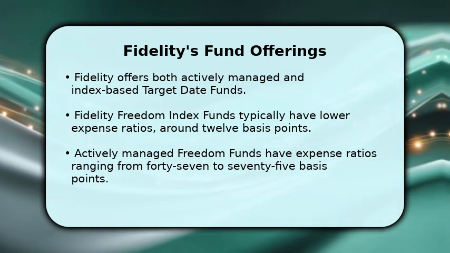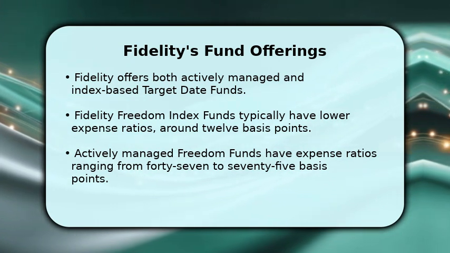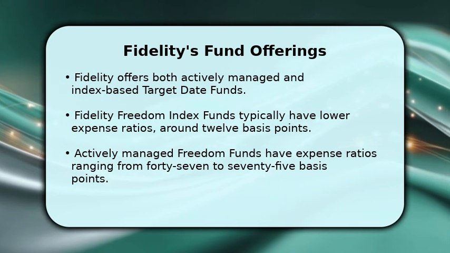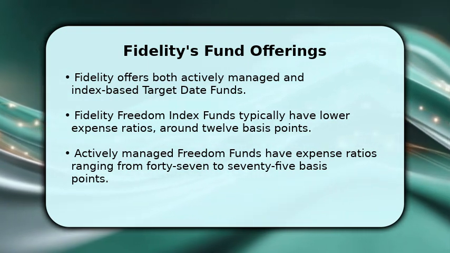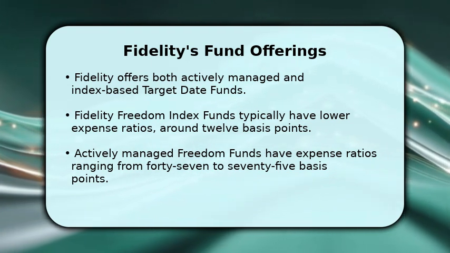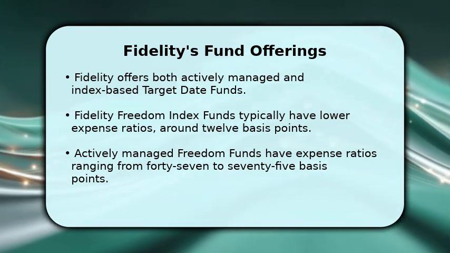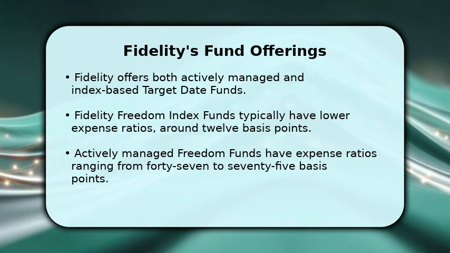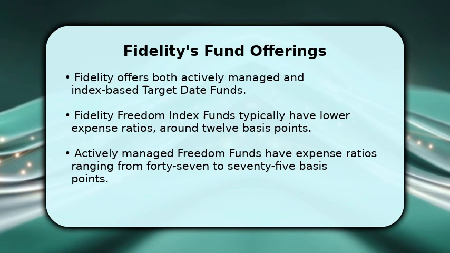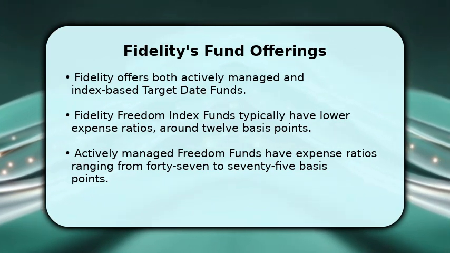You can choose between actively managed funds or their index-based counterparts, the Fidelity Freedom Index Funds. The index funds generally feature lower expense ratios, often around 12 basis points, making them a cost-effective option. Actively managed funds, while professionally managed, typically have higher expense ratios, ranging from 47 to 75 basis points.